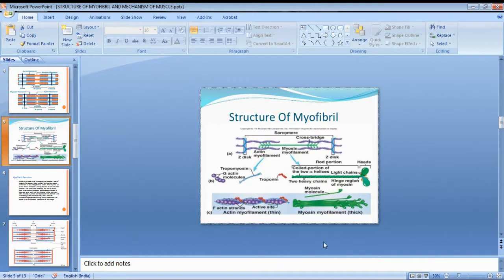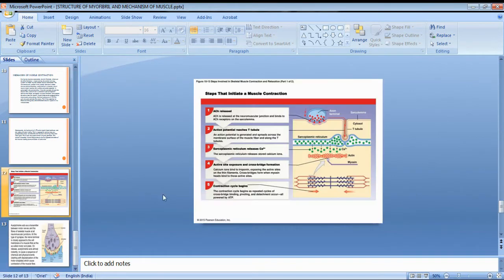Okay, the myosin head changes conformation and forms an attachment known as a cross bridge. For what purpose? For the formation of the attachment known as a cross bridge. This is the cross bridge with the thin filament, nothing but the actin filament, actin myofilament.